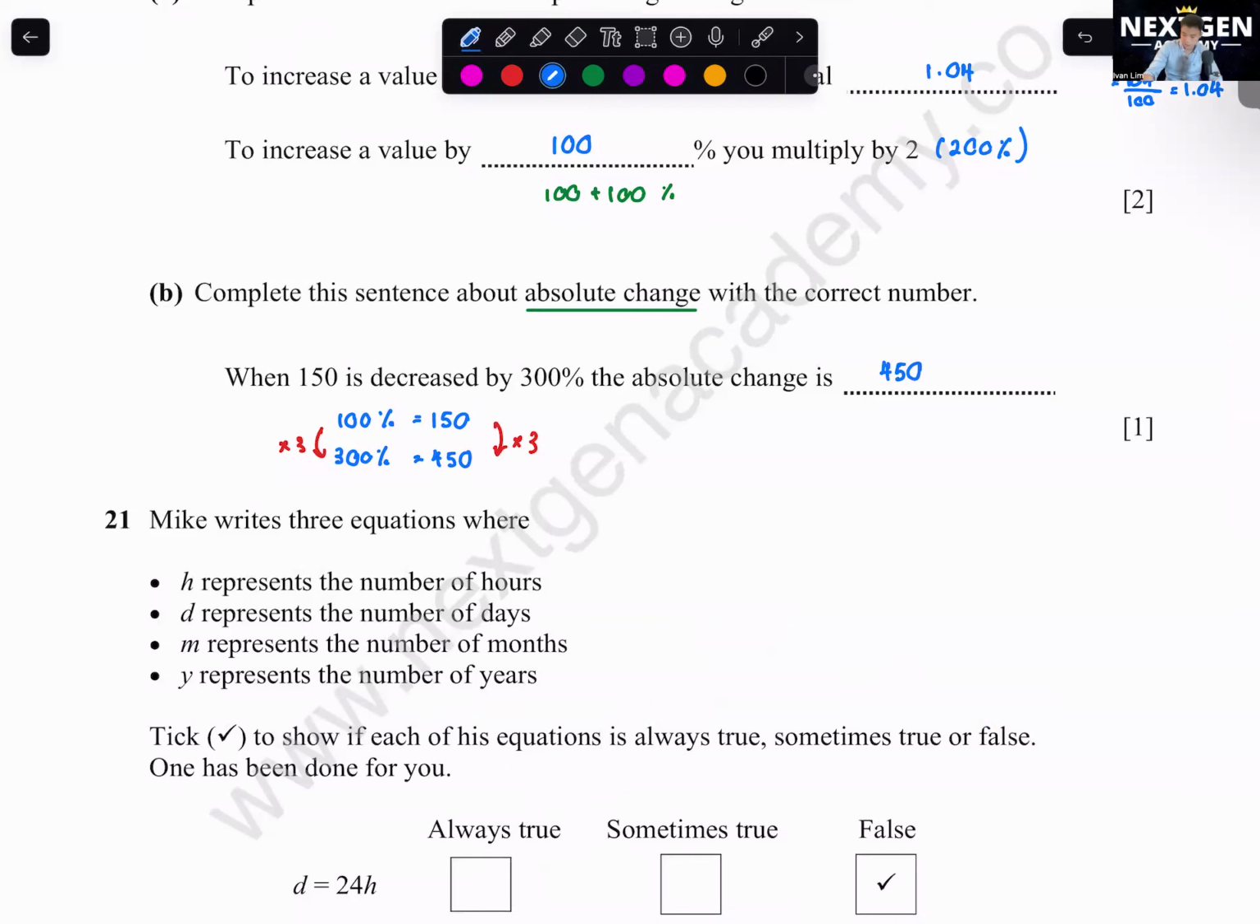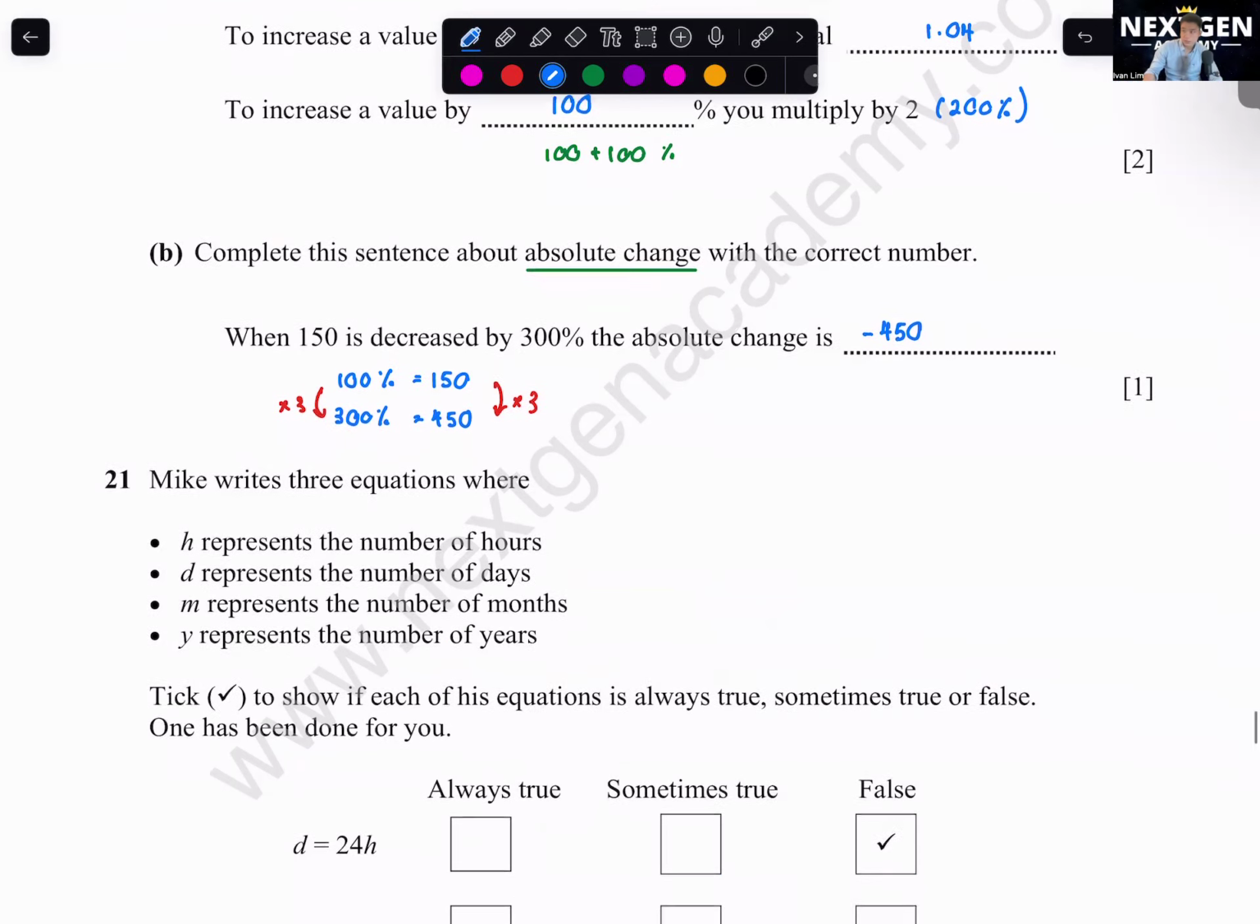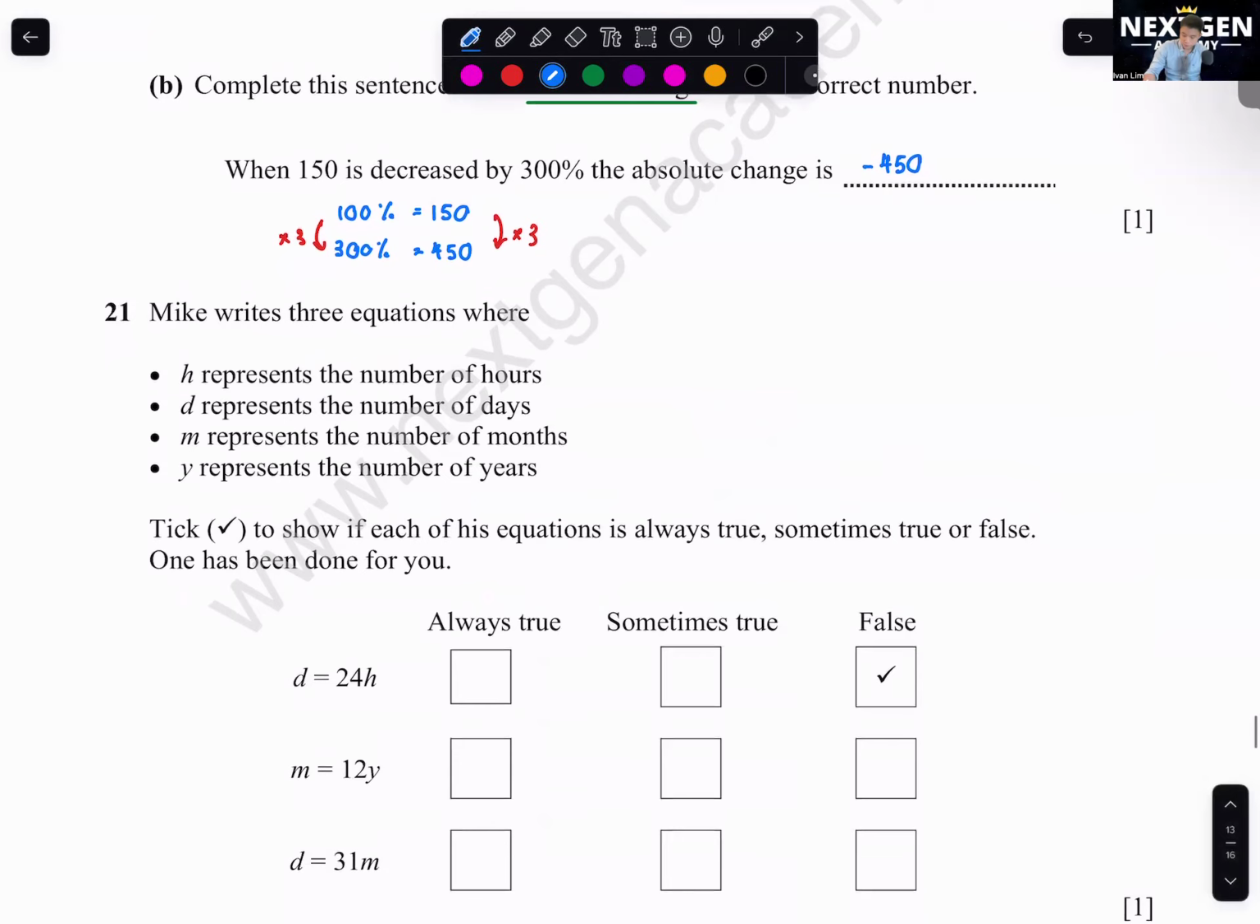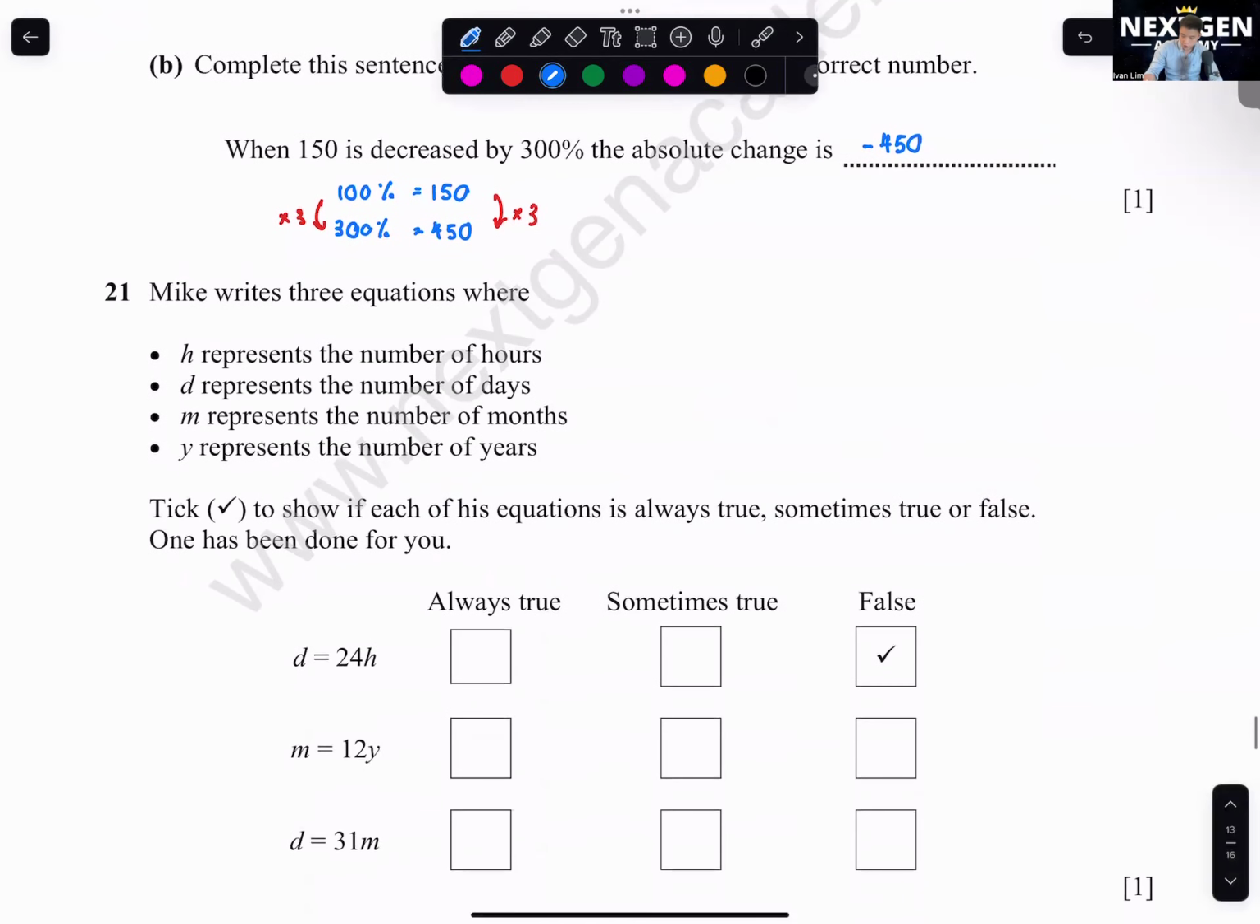Okay, but sorry, decrease means minus. Minus 450. This is on percentages. Okay, let's go to question 21.